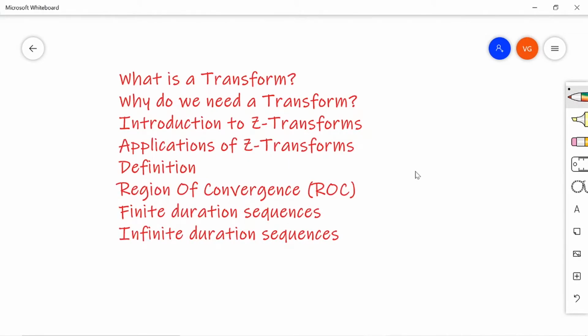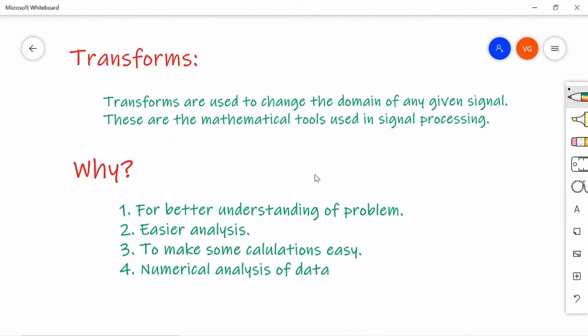Now, in today's video, lesson number 1, I'm going to give a brief introduction on Z-transforms. The topics that I am going to cover in this video are: what is a transform, why do we need a transform, introduction to Z-transforms, and where we are using these Z-transforms, how the Z-transform is defined, what is the famous region of convergence that we are going to use in the entire chapter, what is a finite duration sequence and infinite duration sequence.